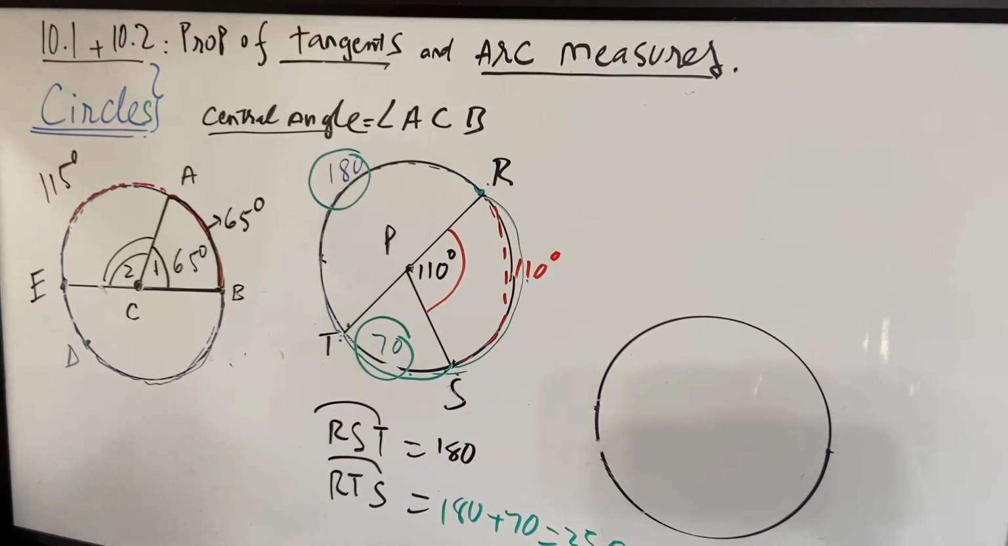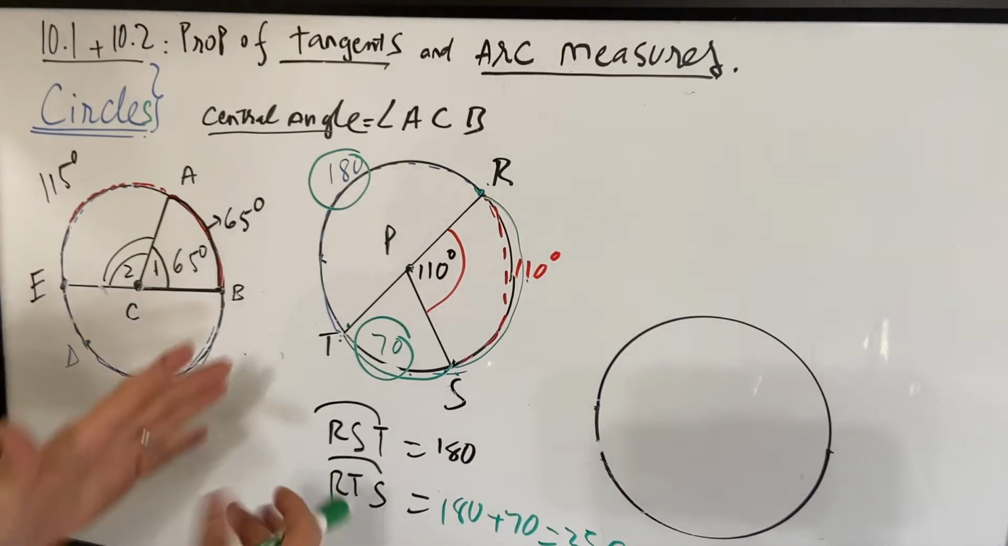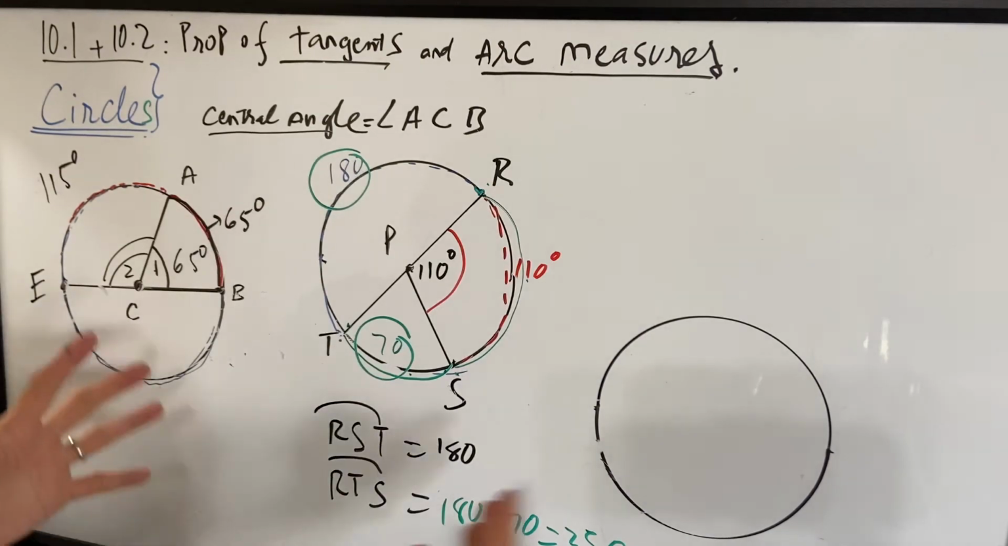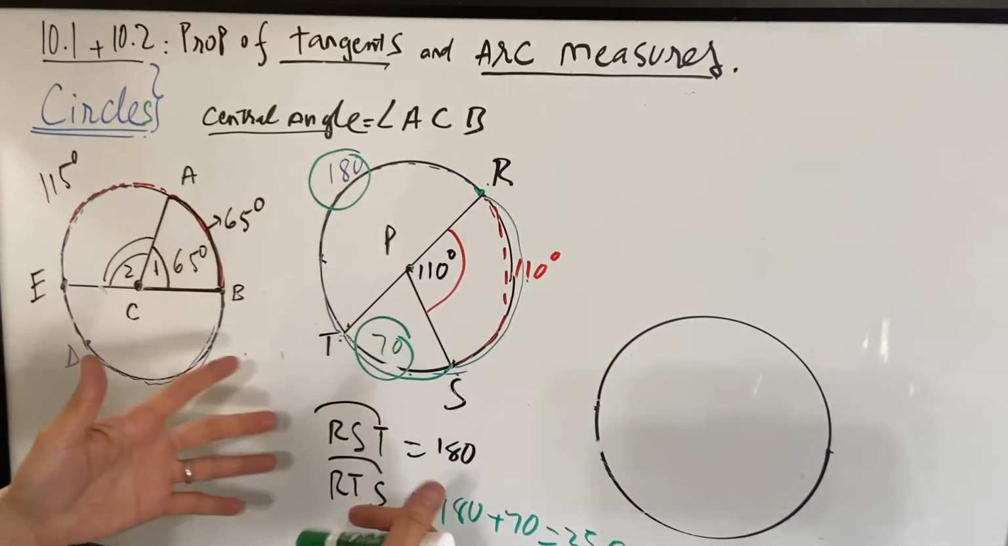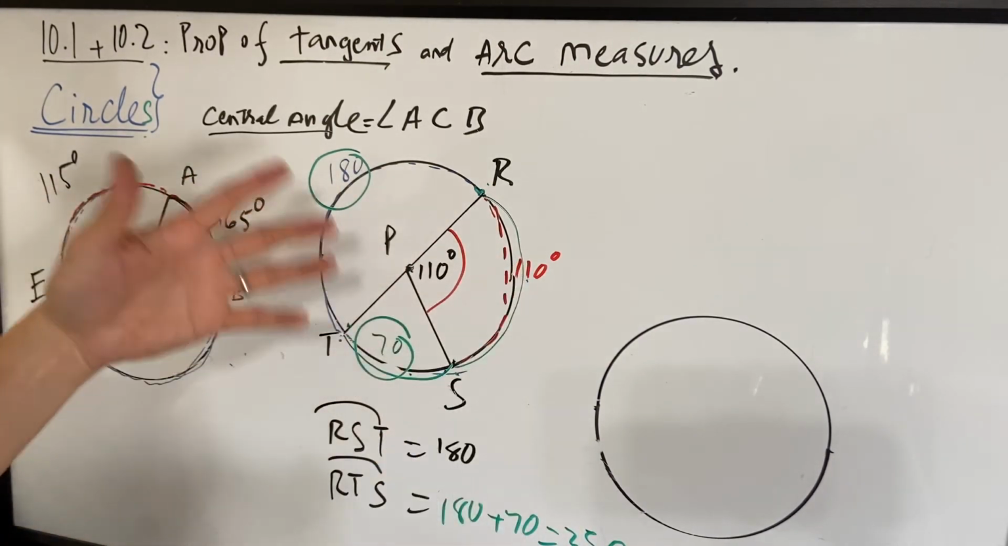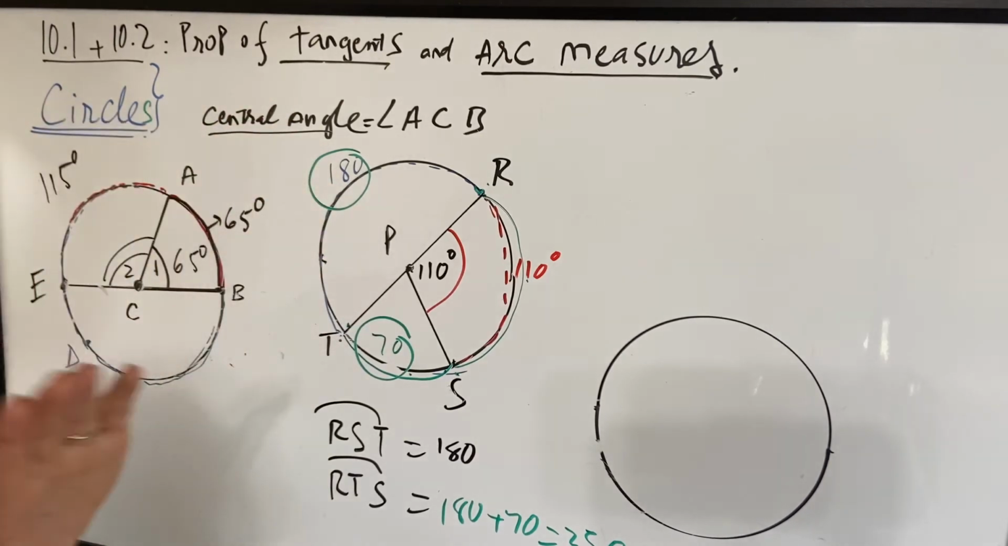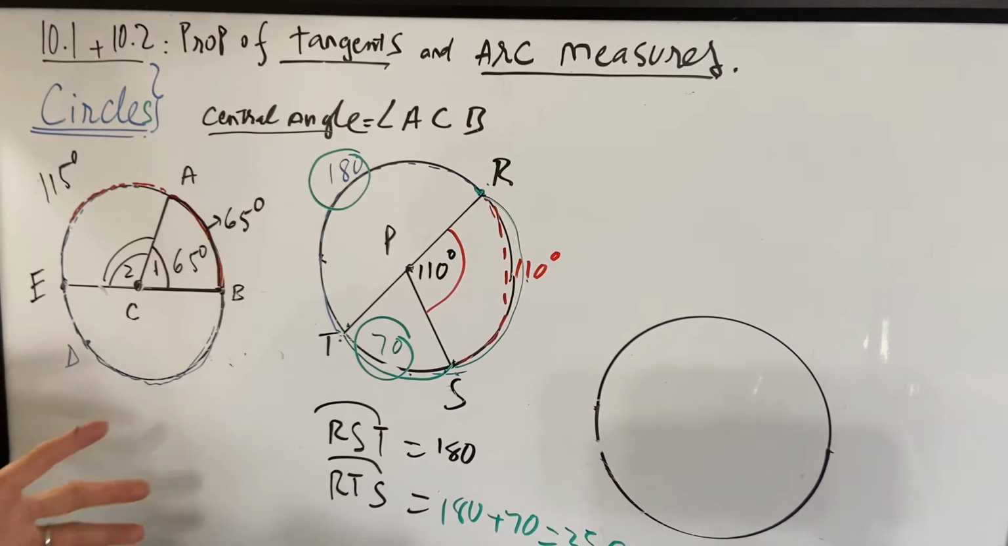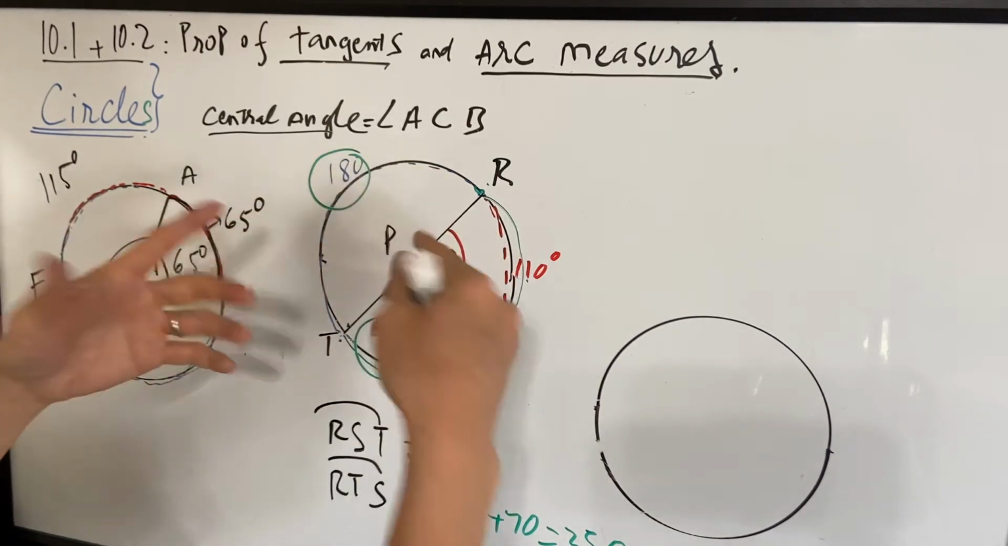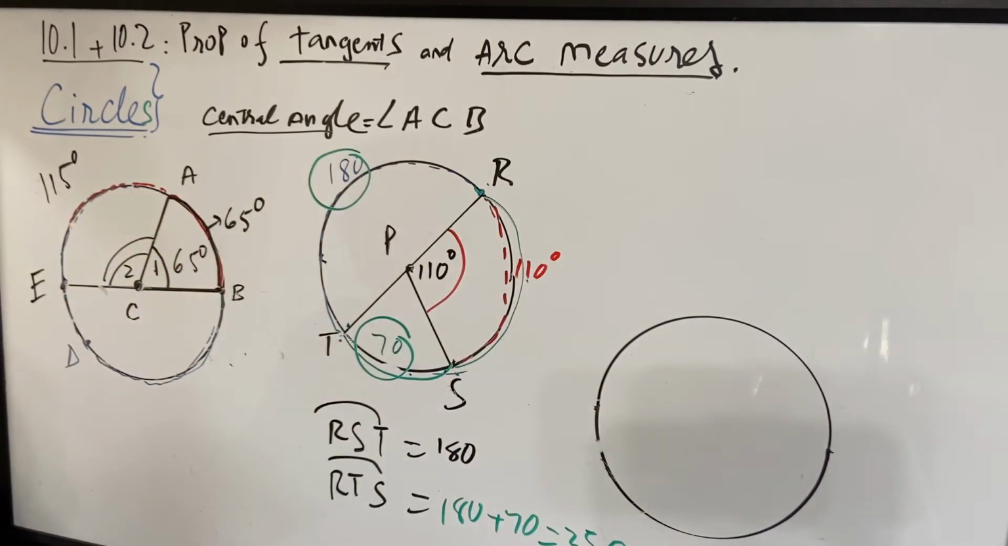Example 2 is the application, just simply adding the arcs together. You are very familiar with this, like pizza: when you slice it into several pieces, you see who has the biggest. That is the arc addition postulate, and that's self-explanatory.